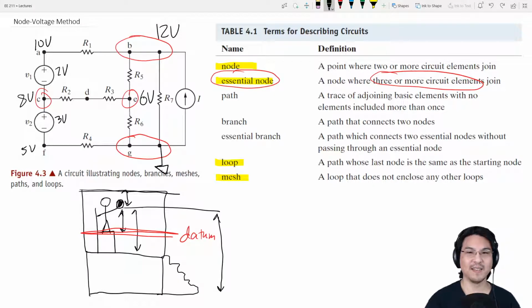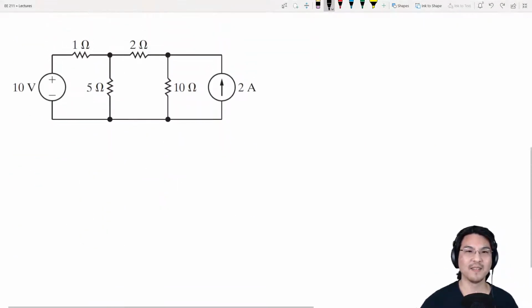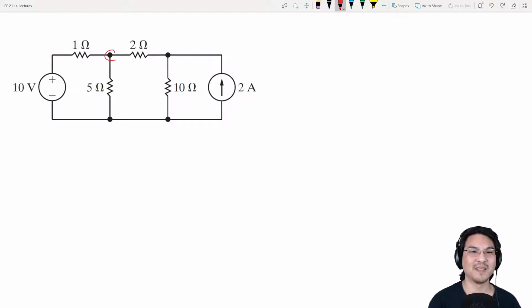Okay. So now let's get into how you do the node voltage method. It's simple but powerful. Consider this circuit. How many nodes? Here. But that's not essential. It only has 2. This is essential.